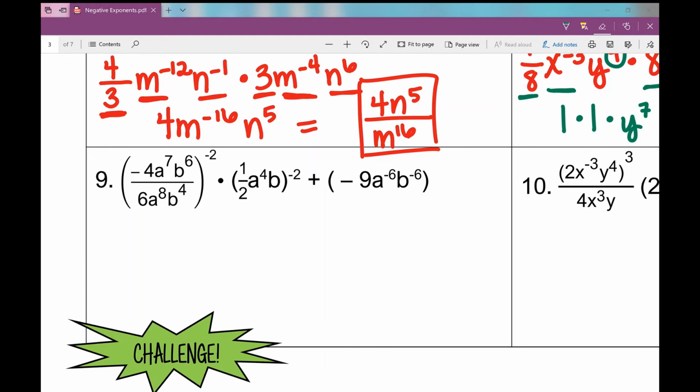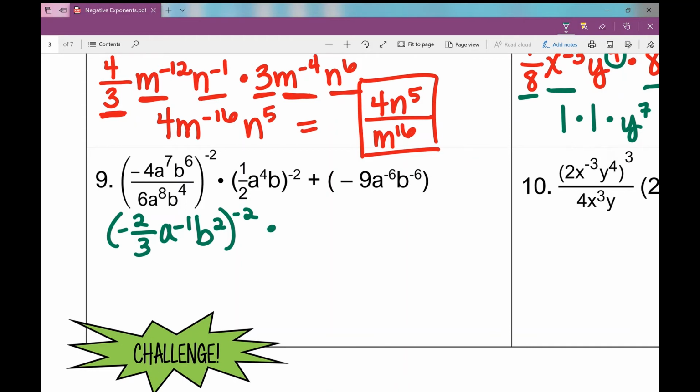So let's do that. Numbers, then variables. Let's simplify negative 4 over 6. What does that simplify to? Negative 2/3. Then I'm going to apply my quotient rule. Look at the a's. A to the power of 7 over a to the power of 8 is a to the power of 7 minus 8, which is a to the power of negative 1, times b to the power of 6 minus 4, which is 2, all raised to the power of negative 2.